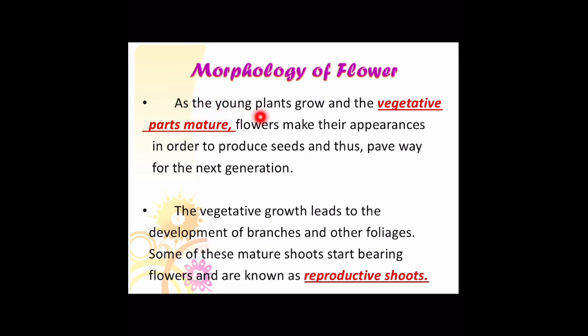As the young plants grow and the vegetative parts mature, flowers make their appearances in order to produce seeds and thus pave way for the next generation. The vegetative growth leads to the development of branches and other foliages. Some of these mature shoots start bearing flowers and are known as reproductive shoots.